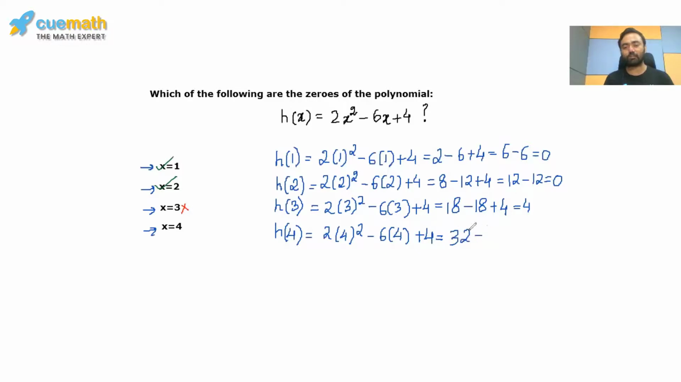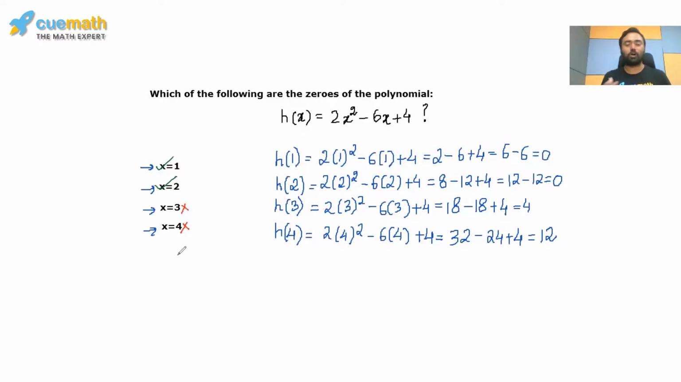32 minus 6 times 4 is 24, plus 4. So 32 plus 4 is 36. 36 minus 24 is 12. And hence we didn't get a 0 as the result of this polynomial. Hence we can say that x is equal to 4 is not the zero of this polynomial.